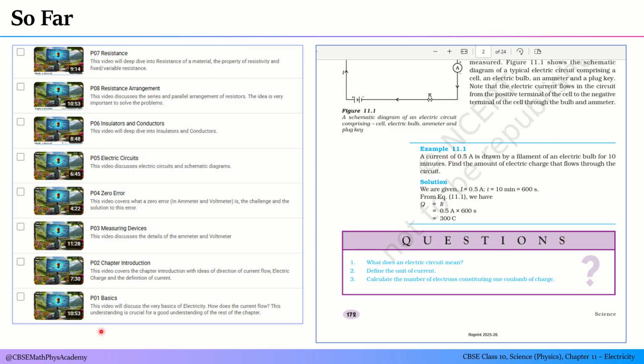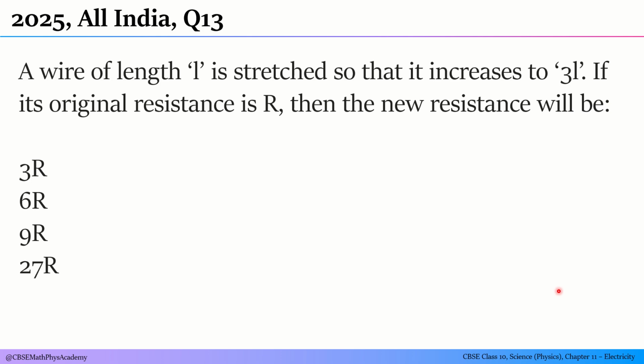On your left you can see the topics covered so far: basics, introduction to current, voltmeter, ammeter, voltage, zero error in those devices, what is an electric circuit, schematic diagrams, the difference between insulators, conductors and resistors, what is meant by resistance, what factors it depends upon, and the arrangement of resistances in series as well as parallel. In the last two videos we have been discussing textbook problems. So now we go to the board problems.